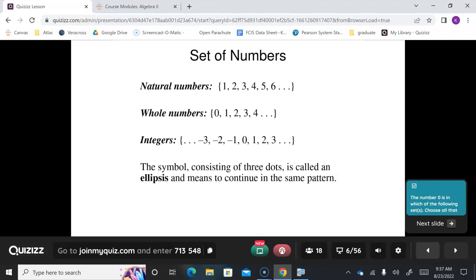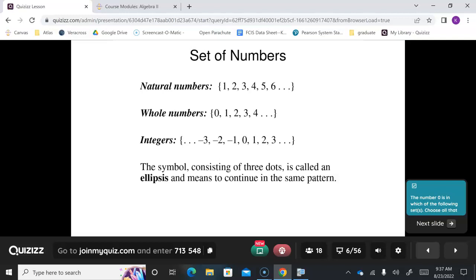So if I think of a larger number, say 10, is 10 part of the set of natural numbers? Yeah, because it's included and follows that pattern. Is 10.5 part of the natural numbers? No, because it doesn't follow that pattern. It doesn't follow that pattern of counting by 1 over and over to continue. Okay? Our next set is the whole numbers.